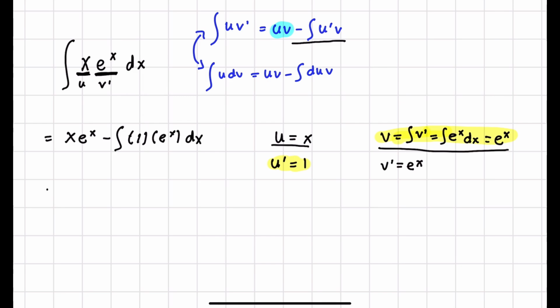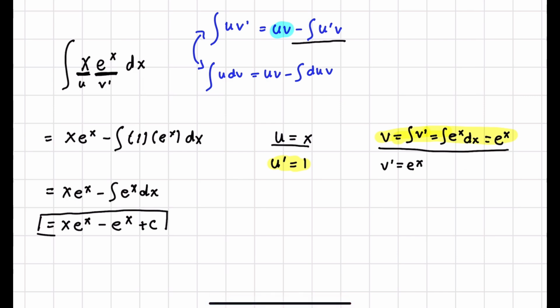After simplifying everything, we just have to find the integral of e to the x. We know the integral of e to the x is e to the x, and don't forget the plus c constant, because we add it at the end. And here is our final answer.